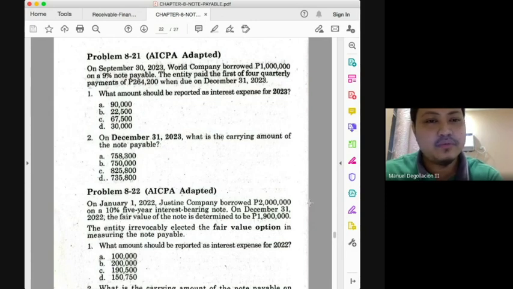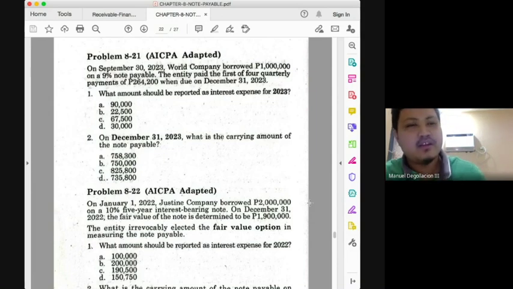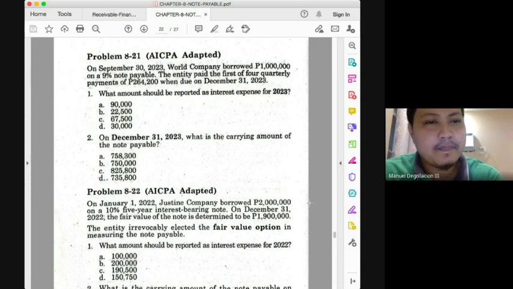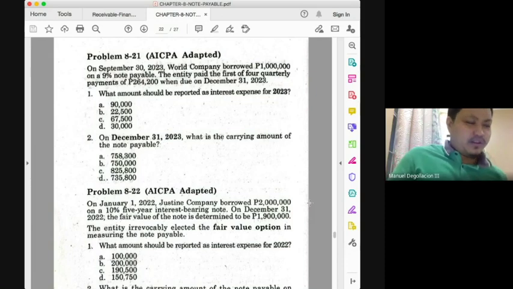Due on December 31, 2023, what amount should be reported as interest expense for 2023? So you multiply 1 million times 9%, you would get 90,000. Okay, but the 1 million did not earn interest for one whole year. It only earned interest from end of September to the end of the year, which is December 31. So we do not include September.